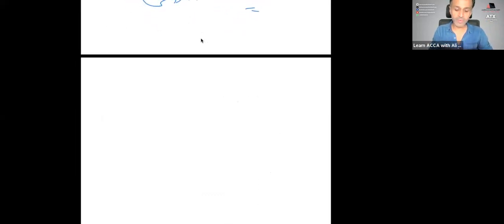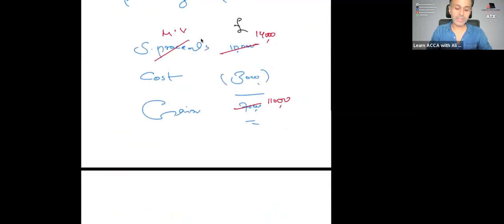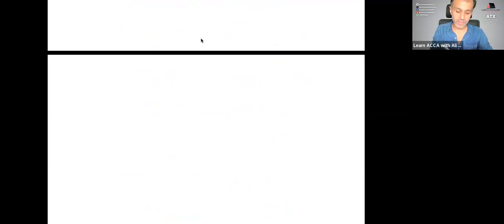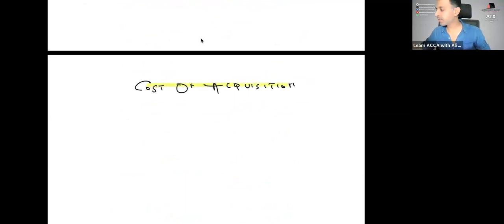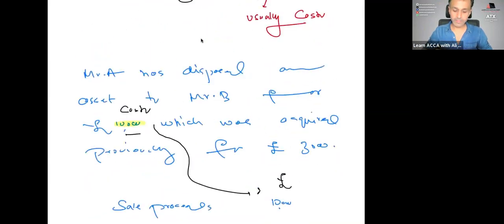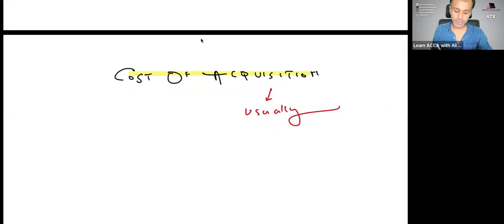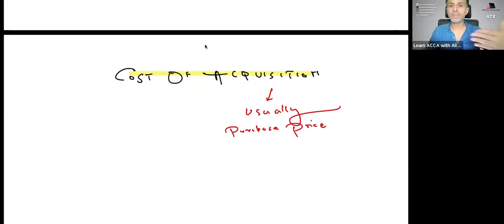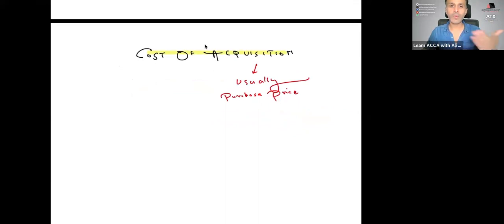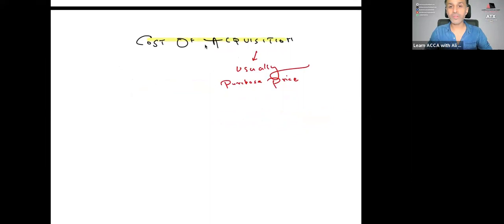What comes next? Cost of acquisition. This will require a formal paperwork. So what is it? Usually, the cost of acquisition is the purchase price. A price that has been paid previously in order to acquire that asset becomes the cost of acquisition, later to be used while computing the gain on disposal.